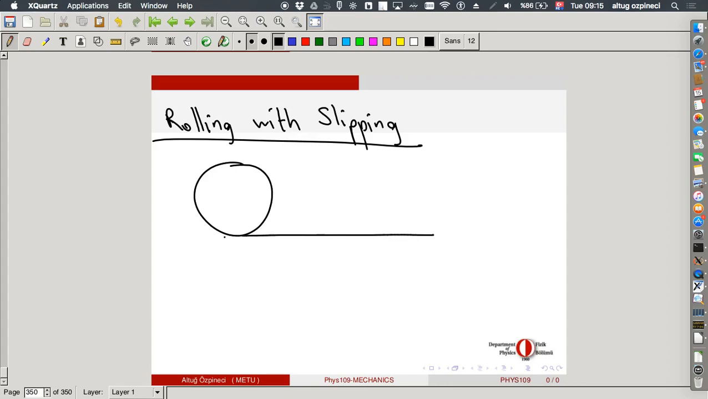So let's say this is the initial motion. We have angular velocity omega initial, which is non-zero. Initial speed is 0. Those are the initial conditions we have. What are the forces acting on my system?